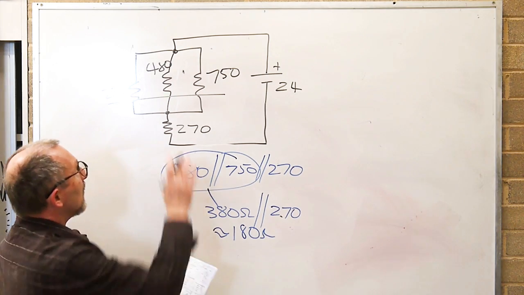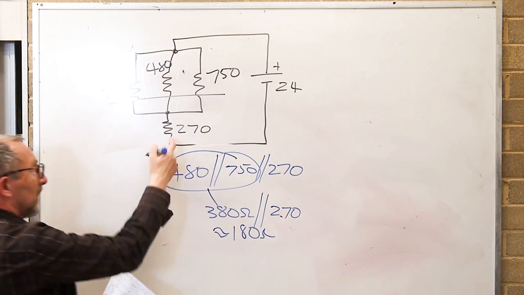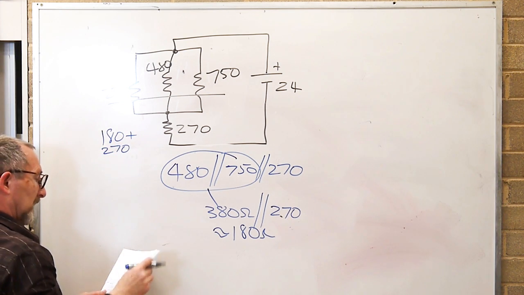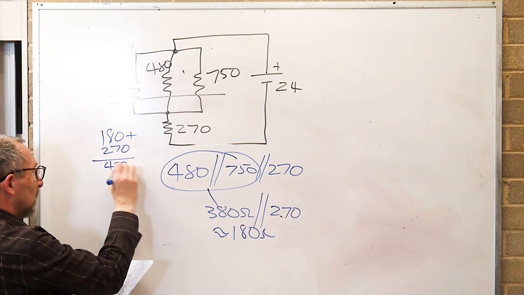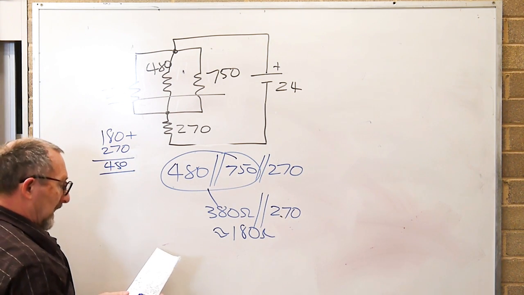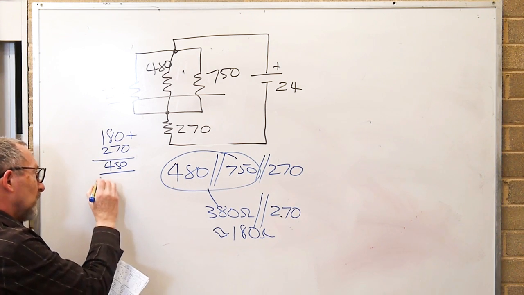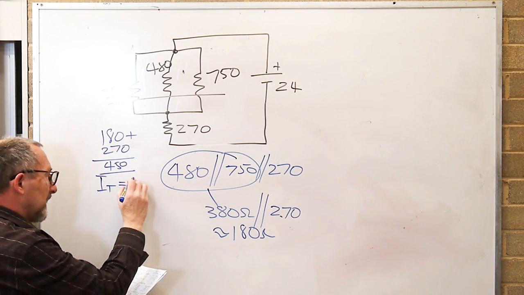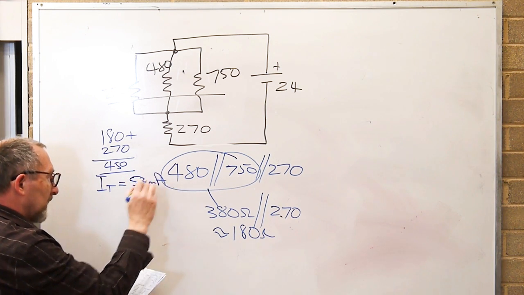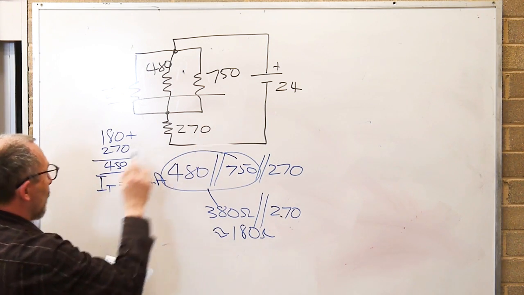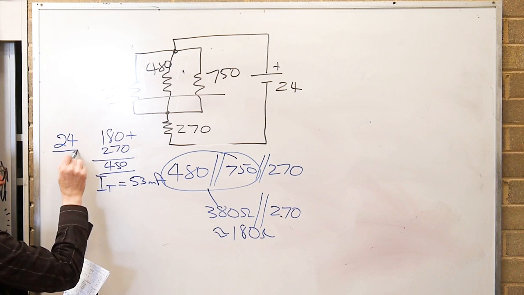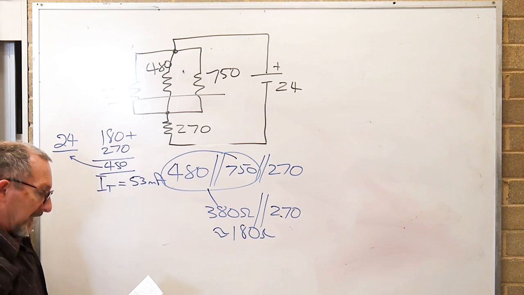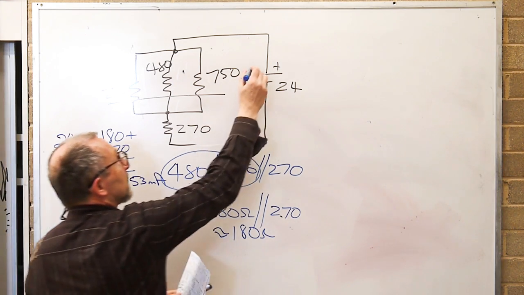180 ohms for that network there. And that 180 has to be added to the 270, which will give me 450 ohms. And once I've got the 450 ohms, I can work out that IT is going to be 53 milliamps. IT is going to be 24 divided by the 450 ohms. That's how I got that 53 milliamps. So I've got 53 milliamps of current flowing in the circuit.